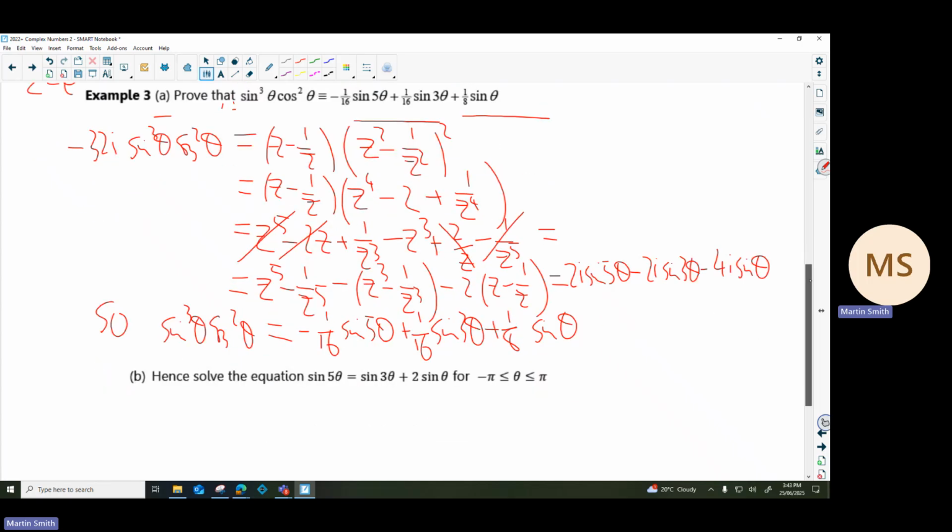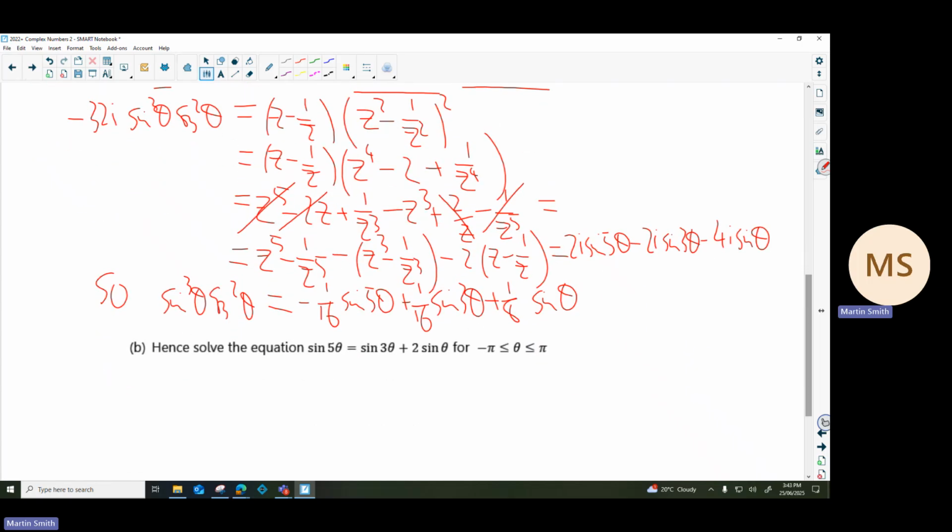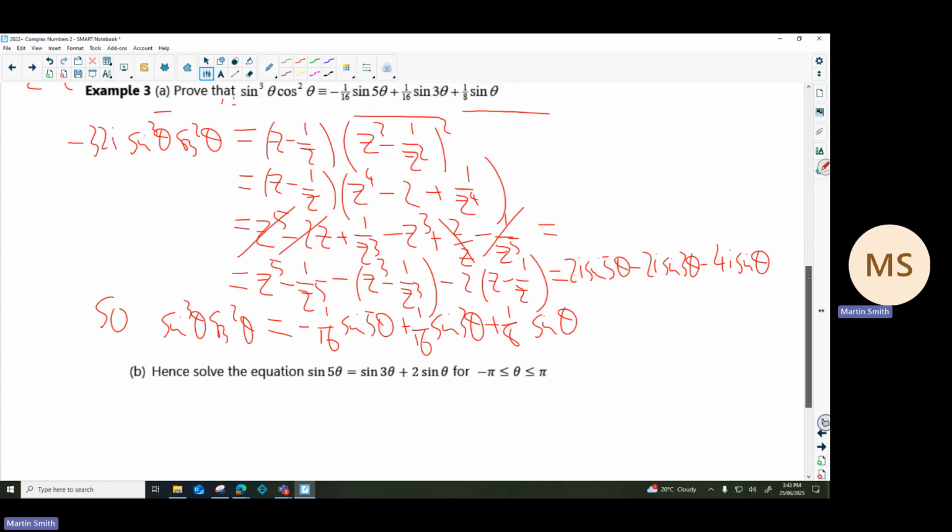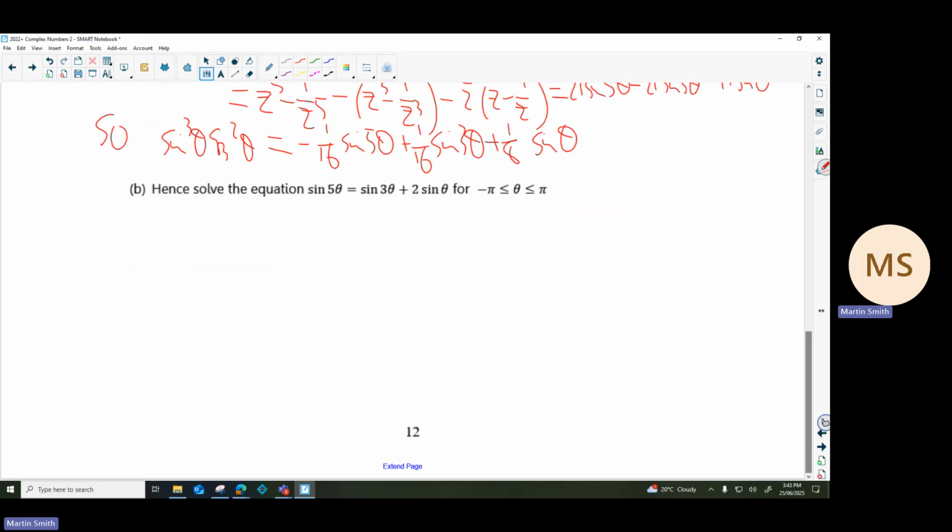And we are done. Now, as explained earlier, one application of this kind of identity was to help integrate, and you can indeed use this to integrate this function quite nicely. There are also certain trig equations which can be simplified and solved using these kind of identities. So the equation I need to solve is sine 5 theta is equal to 3 sine theta plus 2 sine theta. I'm going to solve it for theta, presumably in radians, between minus pi and pi.